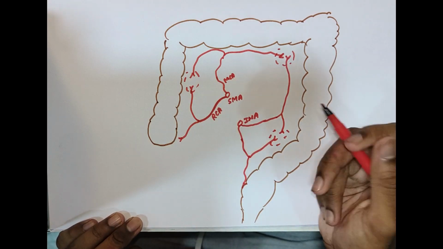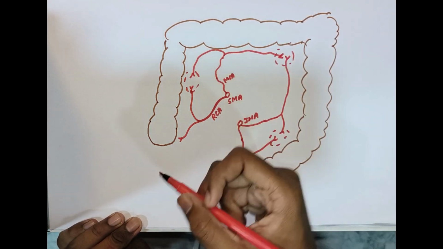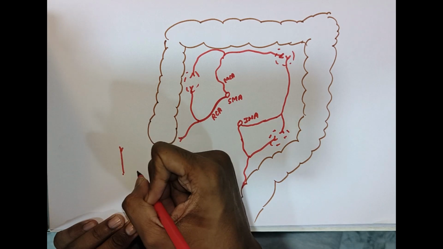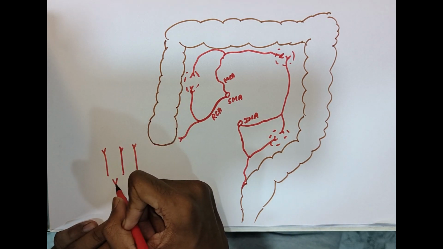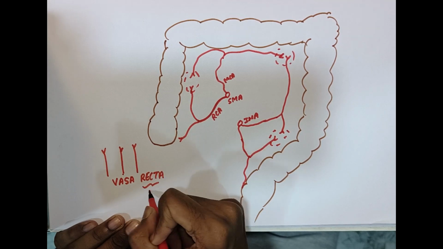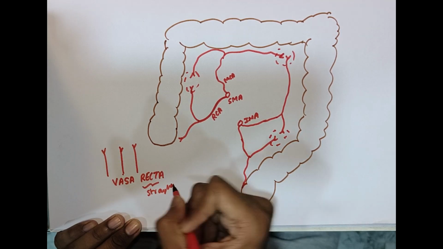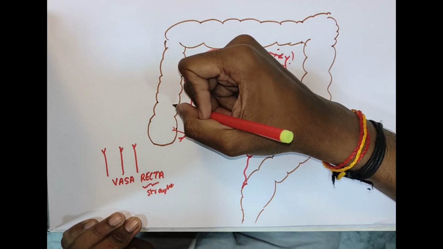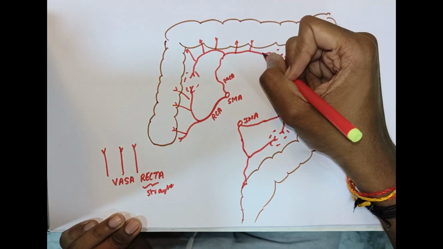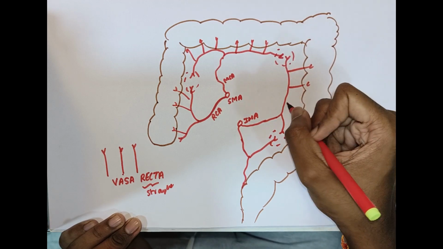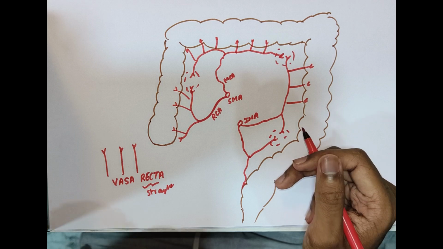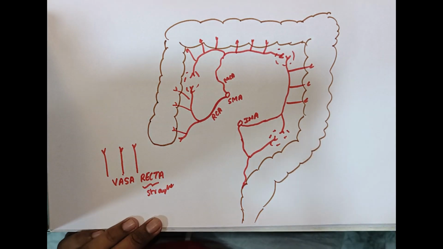Now, after anastomosis, these branches give out straight vessels like this. These are known as vasa recta. Recta means straight. And these branches are responsible for supplying the parts of the colon, or the large intestine in general. So, this is what is called the marginal artery of Drummond.